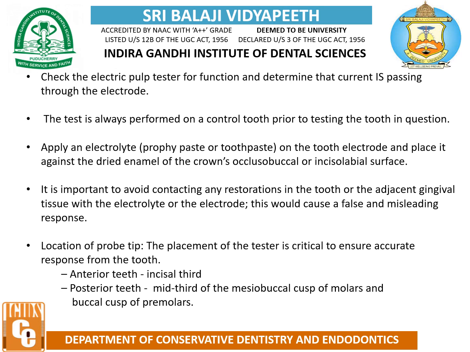Apply the electrolyte on the tooth electrode and place it against the dried enamel of the crown's occlusobuccal or incisolabial surface. It is important to avoid contacting any restorations in the tooth or the adjacent gingival tissue with the electrolyte or the electrode. This would cause a false and misleading response.